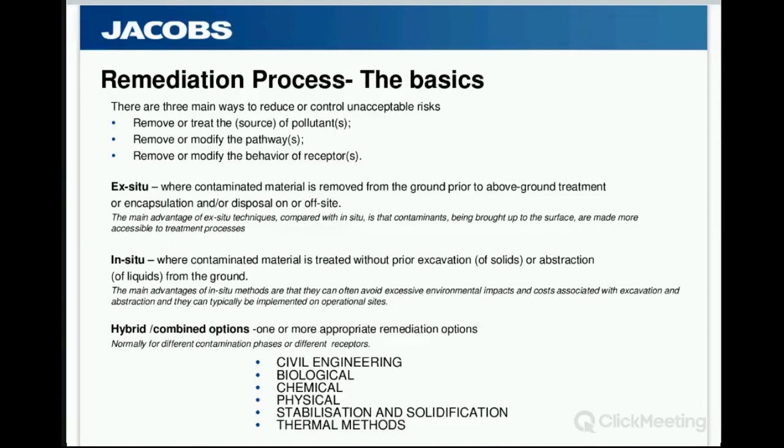The basic methods of addressing the pollutant linkages could be categorized into six areas. Civil engineering methods, which include cover systems and in-ground barriers. Biological, such as bioremediation and natural attenuation, which exploit natural processes in the subsurface, or ex situ through adding additional additives. Chemical methods, which involve amending the chemistry, often in the subsurface, for example chemical oxidation or soil flushing.